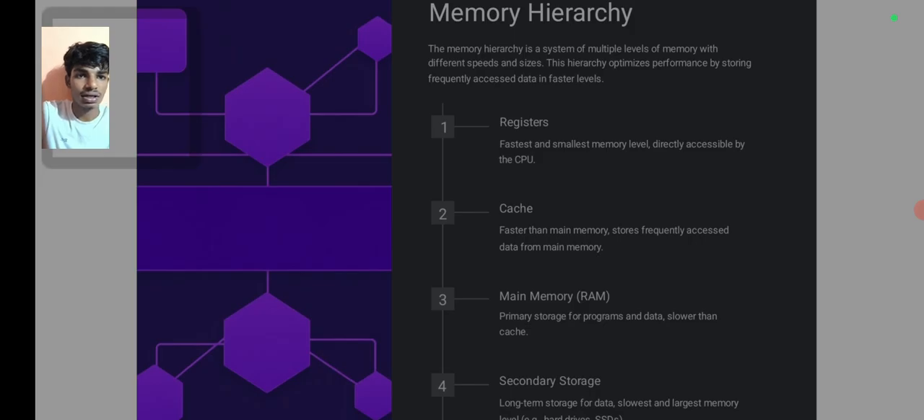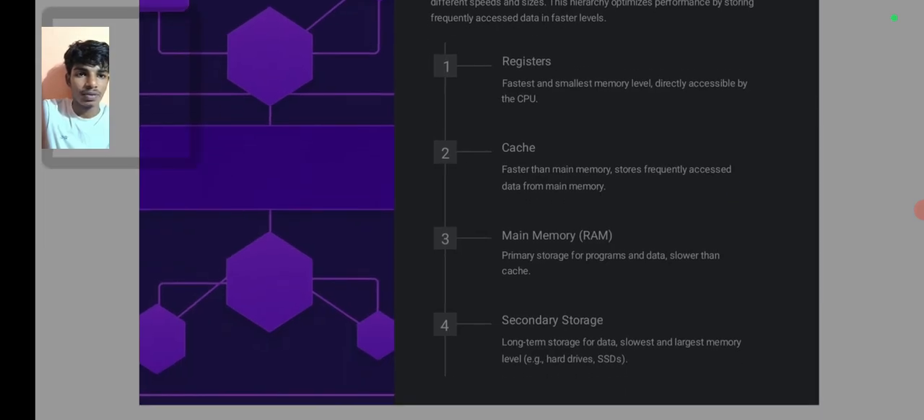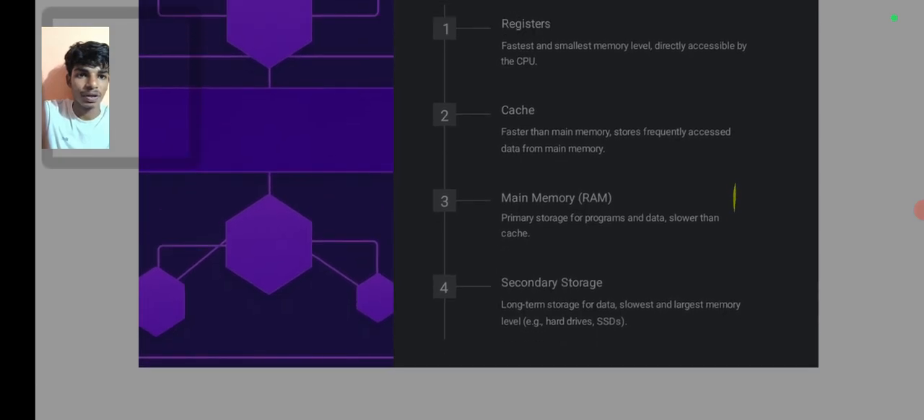The registers are one of the fastest and smallest memory levels, which is directly accessible by the CPU. Second we have a cache, faster than main memory, which stores frequently accessed data from main memory. The main memory, which is known as RAM, is the primary storage for programs and data, which is slower than the cache. And the secondary storage is long-term storage for data and the slowest and largest memory level. For example, we have hard drives or SSDs. This is about the secondary storage.